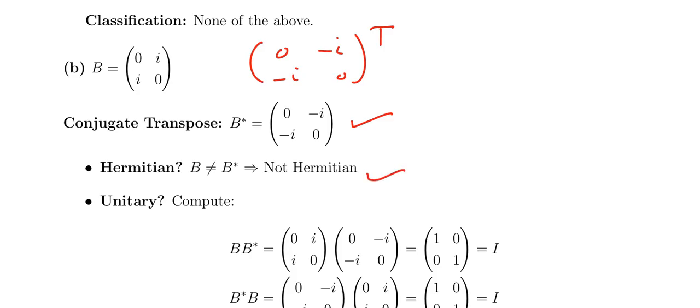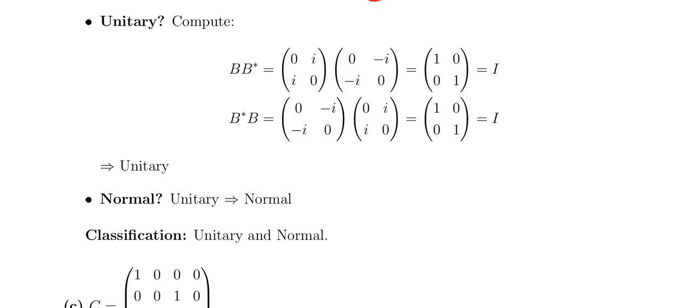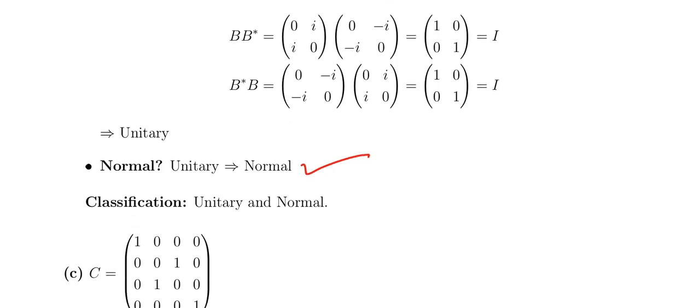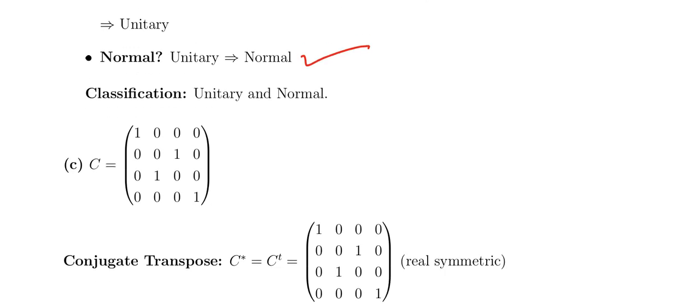Unitary-ஆன்னு பார்த்தீங்கன்னா B star B-உம் B B star-உம் I வருது, so கண்டிப்பாக இது unitary. Unitary ஆக இருந்ததுன்னா கண்டிப்பாக என்ன சொல்லலாம், normal சொல்லலாம். Unitary implies normal, so அதனால் இது normal. Hermitian இருந்தாலும் Hermitian implies normal வரும். Hermitian, unitary என்பது normal transformation-க்கு one of the examples.